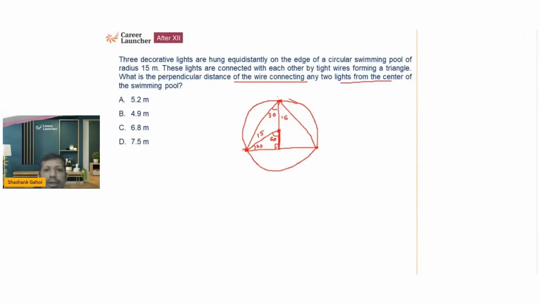And this is something we should all know, that opposite to 90 you have 2x, opposite to 60 you have root 3x, and opposite to 30 you have x. So it means opposite to 90 you have 15. So opposite to 30 you are going to have 7.5. So the distance between that is going to be 7.5, and that's going to be option D.